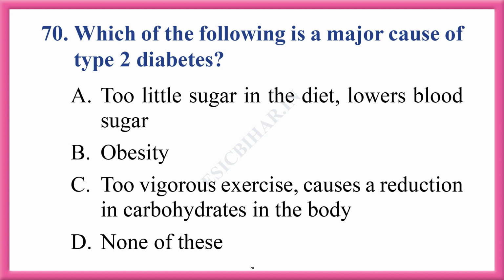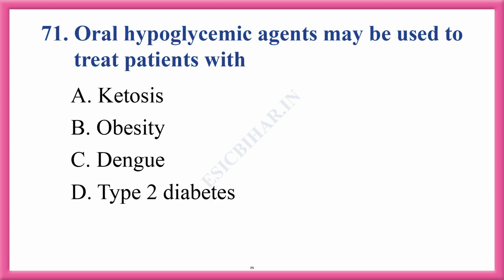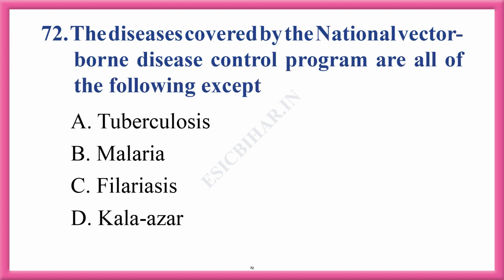Question 70. Which of the following is a major cause of type 2 diabetes? A. Too little sugar in the diet lowers blood sugar. B. Obesity. C. Too vigorous exercise causes a reduction in carbohydrates in the body. D. None of these. And the answer is B. Obesity. Question 71. Oral hypoglycemic agents may be used to treat patients with A. Ketosis. B. Obesity. C. Dengue. D. Type 2 diabetes. And the answer is D. Type 2 diabetes.